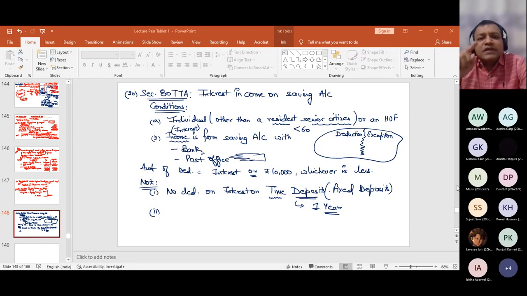Interest income from a savings bank account: is it exempt or not? The answer is no. It is not exempt, it is taxable. You can get the deduction later on under 80TTA, but for the time being you will say that interest income is taxable.